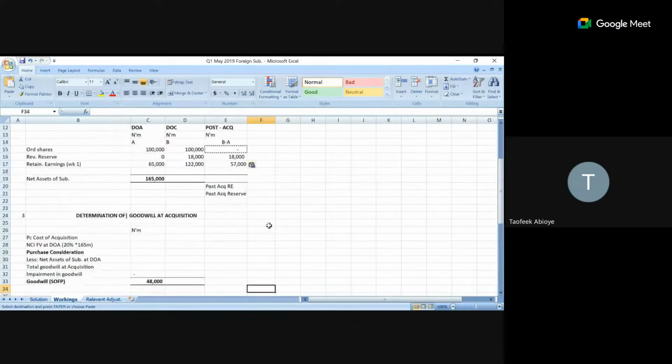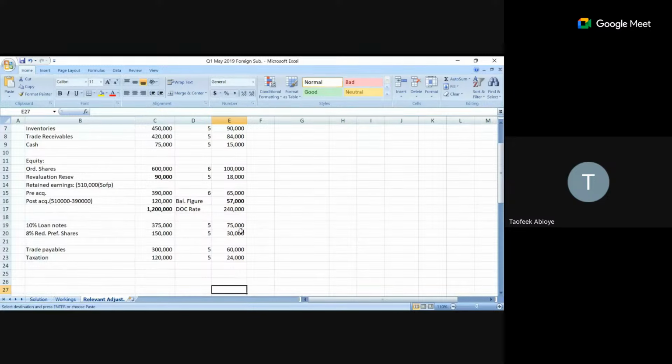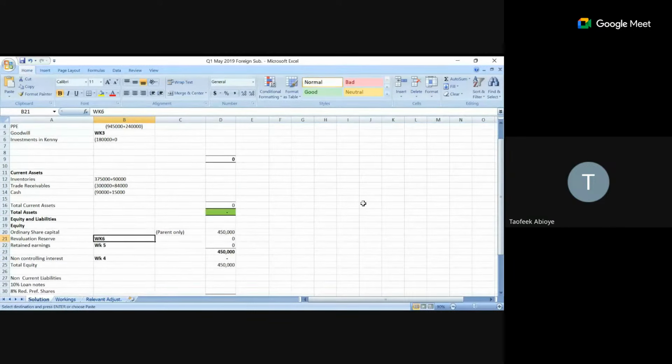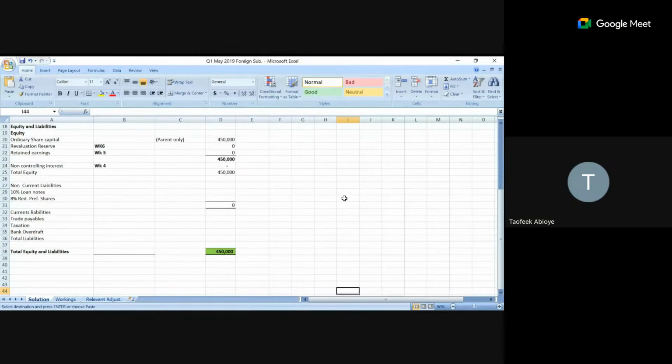So which figure do we need again? We need other figures. We need the liability figures. So let's quickly pick all these liabilities and take them to our solution page. Now let's input them so that we can start solving.